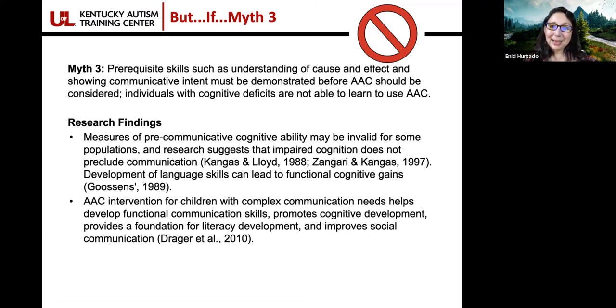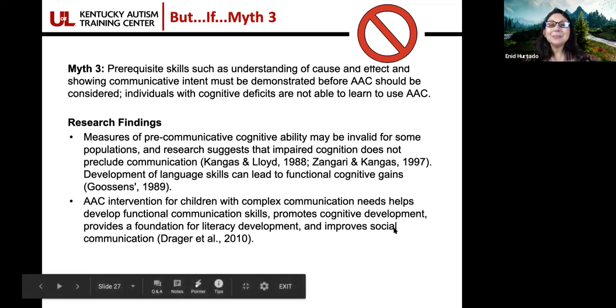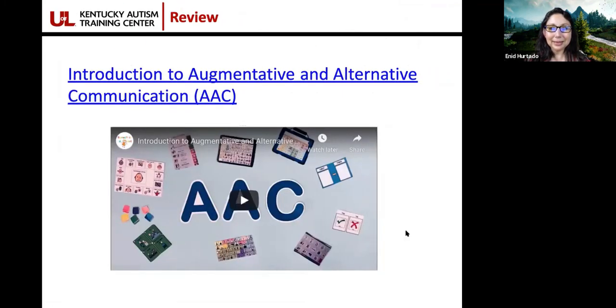And usually it's by demonstrating undesirable behavior. So they are able to communicate. Now it's just a matter of teaching the more socially appropriate way of communicating so that they can expand their world, right? And be able to access all the great things in life.